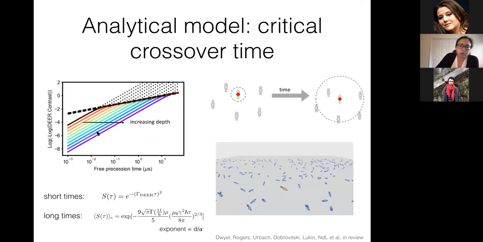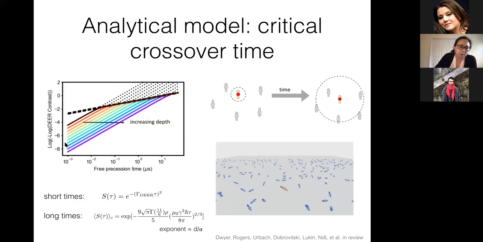So we can also write down an analytical model, which turns out to be difficult to arbitrarily integrate. So instead, we can solve it at short times and long times. And what we find is that for sufficiently short free precession times, you do just recover this n equals 2 shape of your decoherence curve. But then for very, very long times, you get an exponent that looks like the dimensionality of the bath divided by the strength of the interaction. So in this case, it should go to 2/3. And in particular, what we actually expect to see is a critical crossover time.